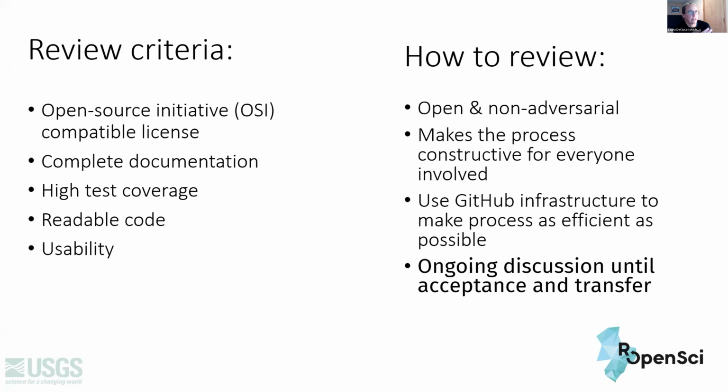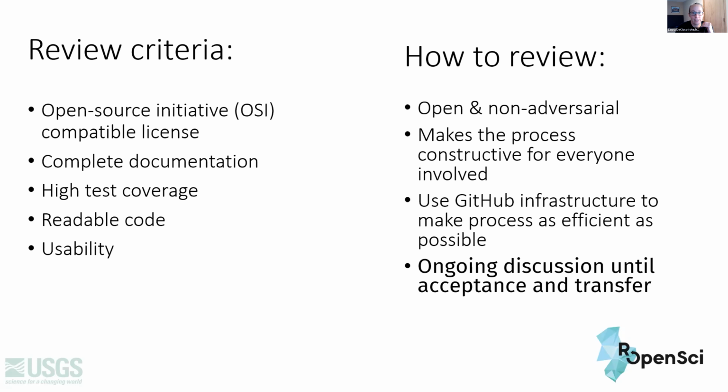So what are the criteria for both submitting a package and reviewing a package? That's what this slide is here. For the review criteria, in order for rOpenSci to do a review, the package has to be open source. If you're in the USGS, we are typically told to use CC0, which is open source, so we're good on that front. After that, there has to be complete documentation.